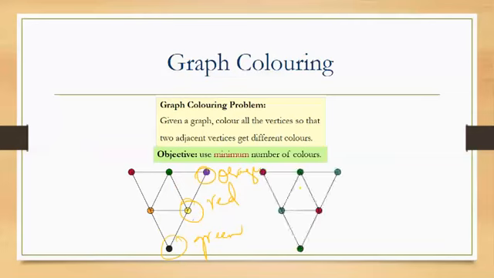Let's check it again. Once again, this is light green and dark green, so let's change it to some other color. Let's change it to orange, because each adjacent vertex should not have the same color. Now this is red, and then again we have green. So this is the graph coloring problem.